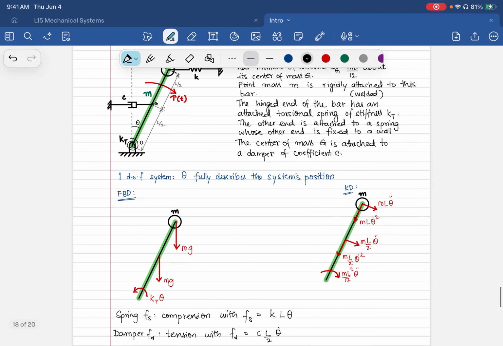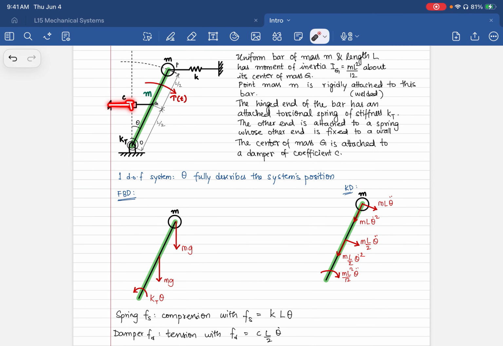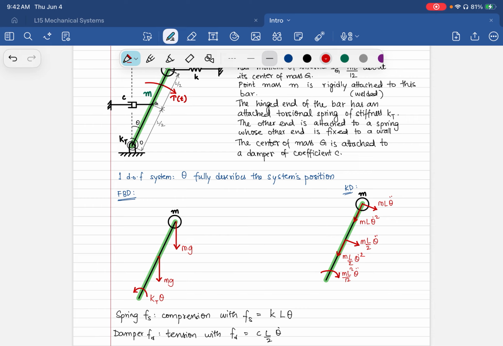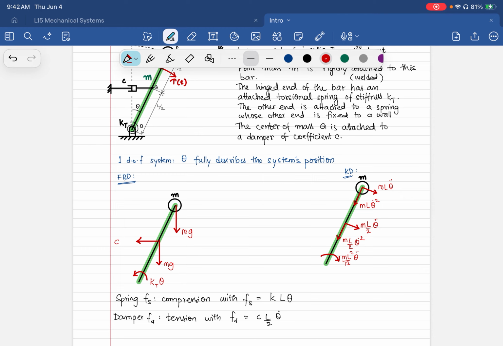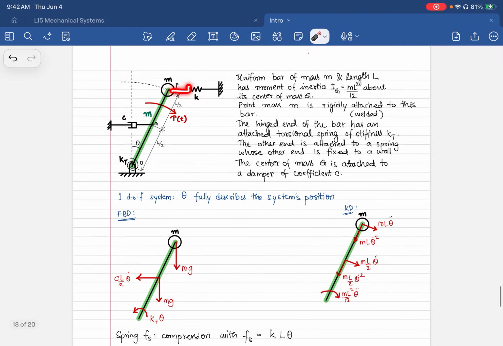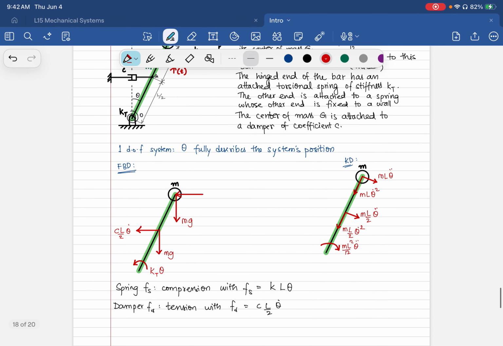You could draw the individual free bodies for the damper. So this damper would be in tension and the resulting reaction would be to the left. I'm going to directly draw that here. You have here C L/2 theta dot. And this spring is in tension and the reaction would be in this direction. So I have another force here, which is Fs, being K L theta.